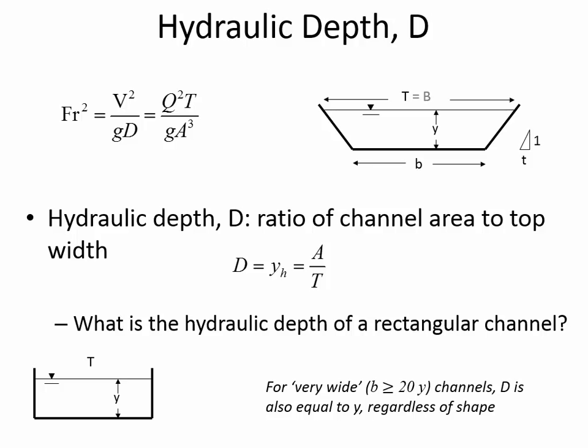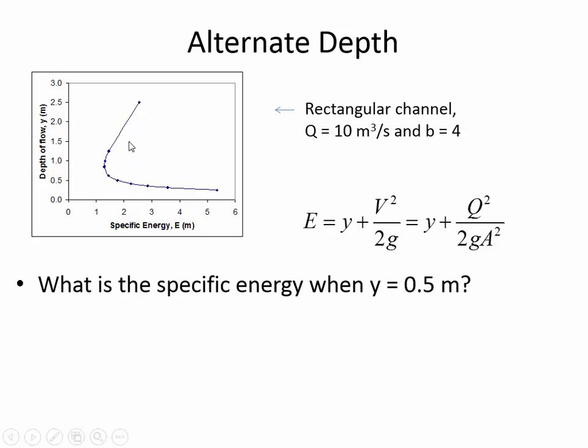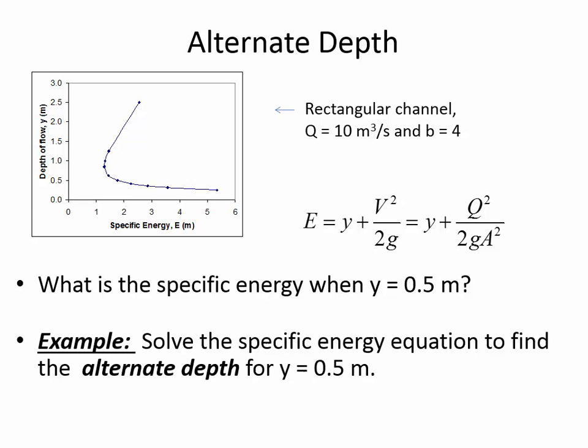All right, so a big star and warning next to that. Don't abuse the very wide assumption because it can bite you if your channel's not very wide. All right, so alternate depth is the name that's given to these two different depths that have the same amount of specific energy. So what is the specific energy when we have a depth of 0.5 meters?